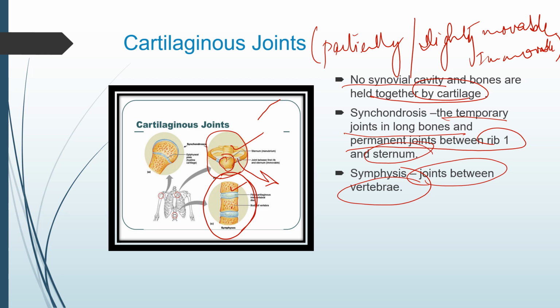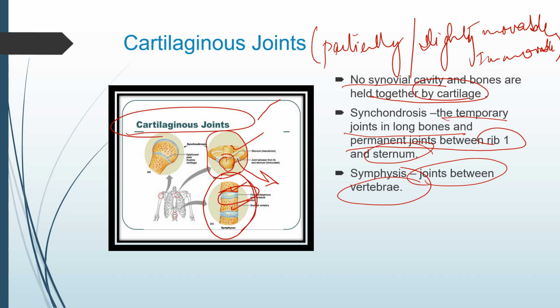Now here you can see the vertebral column. These are the small vertebrae, and in this part there is a cartilage which is joining both of them. So this is a slightly movable joint. When we are walking or bending, the vertebrae are bending or moving. This is called the symphysis, the joints between the vertebrae, and these are all cartilaginous joints. So is it clear to everyone?